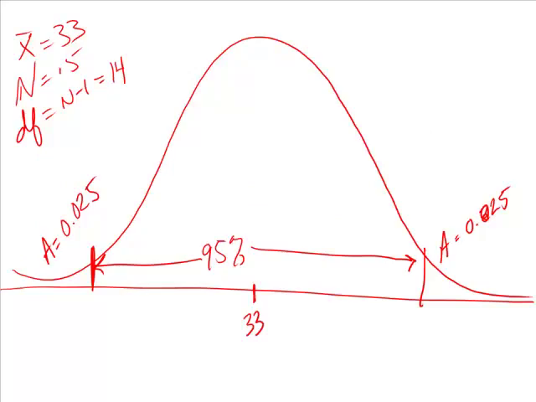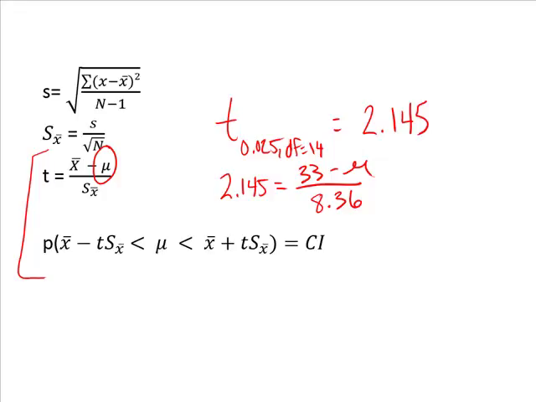One other thing is that we're also trying to find the two values of our feeling thermometer that are on both sides of the mean. So we need to add that number on one side and subtract that number from the other. So let's just go ahead and do the math. X bar is 33 minus t, which is our 2.145, times 8.36.